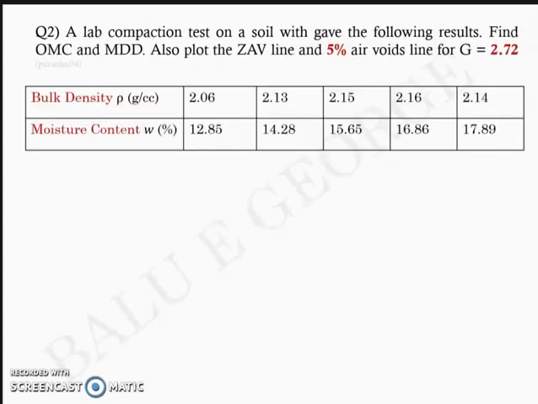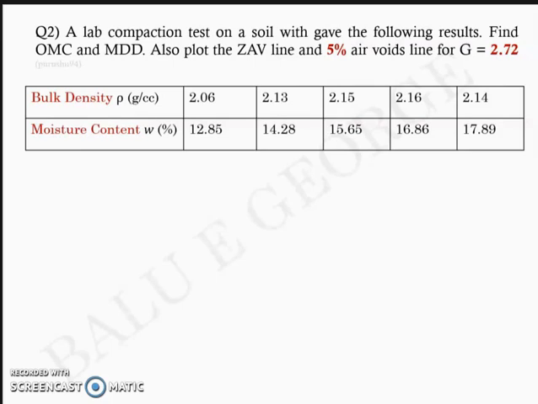Now here you have a second question. You have a lab compaction test on a soil which gave the following results. You're asked to find the OMC and the MDD, and you're also asked to plot the zero air voids line and 5% air voids line for a specific gravity of 2.72. So the question has got 5 sets of readings for bulk density versus moisture content. Bulk density is given in gram per cc and moisture content is given in percentage, right?